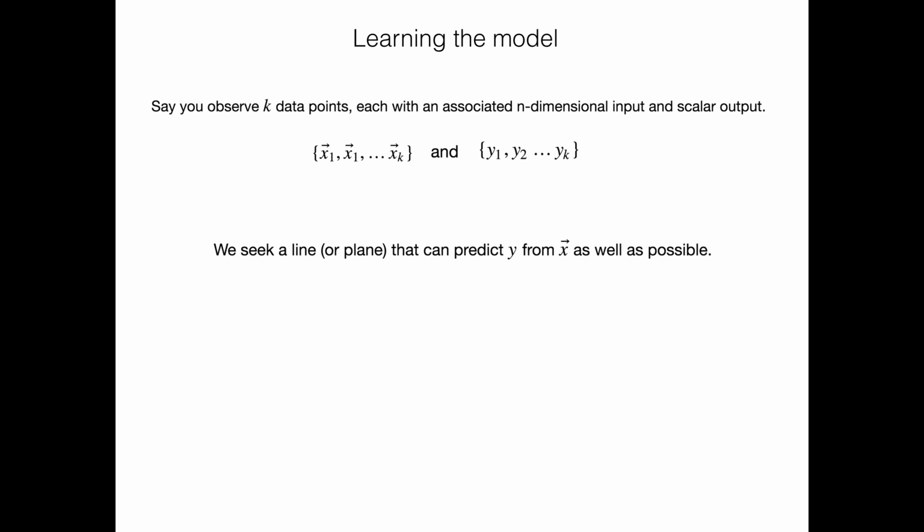So we basically seek a line or a plane or a hyperplane that can best predict y from my input vector x, which could be all of my firing rates of all of my neurons, as well as possible. Right? That's the goal.